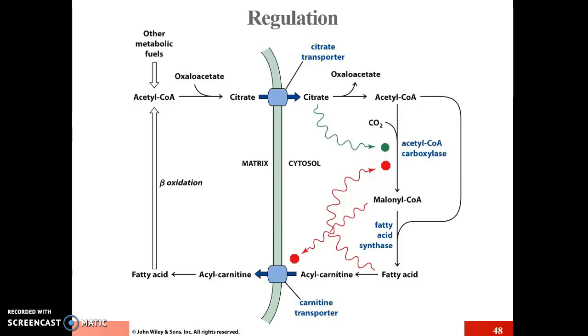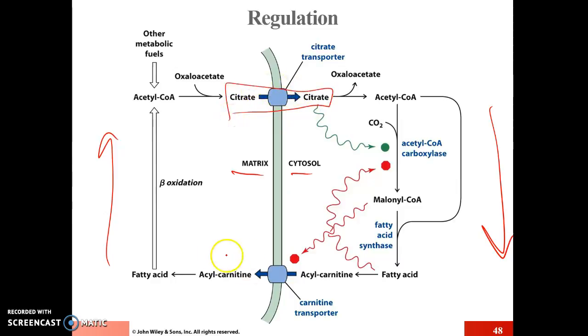Here's another figure showing regulation, but this one shows beta oxidation out here, and fatty acid synthesis out here. On the left is the matrix, the right is the cytosol, and the cool thing is it shows the citrate, labeled transporter in this figure. Transporter, shuttle, transmembrane protein, it doesn't matter. And then the carnitine shuttle down here.